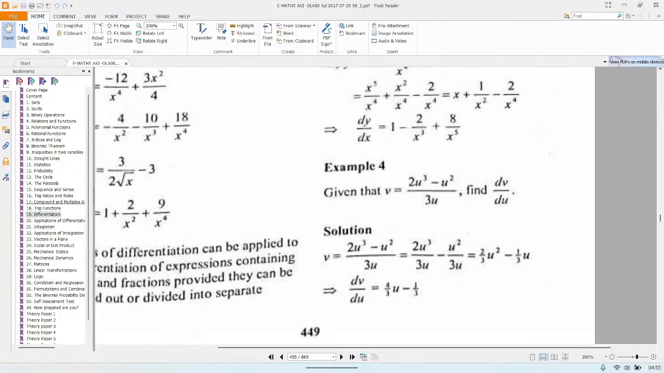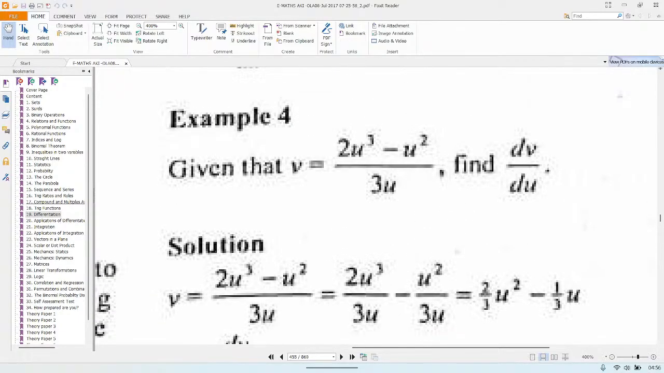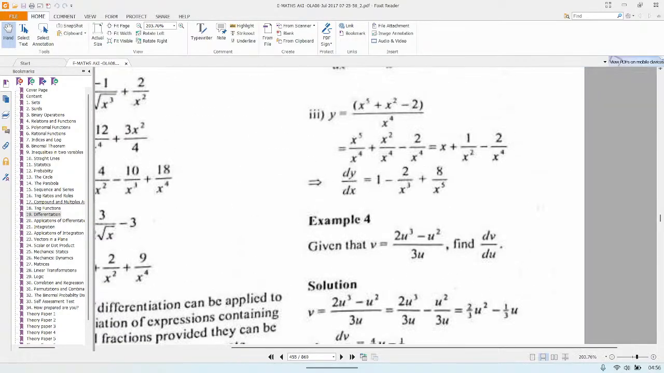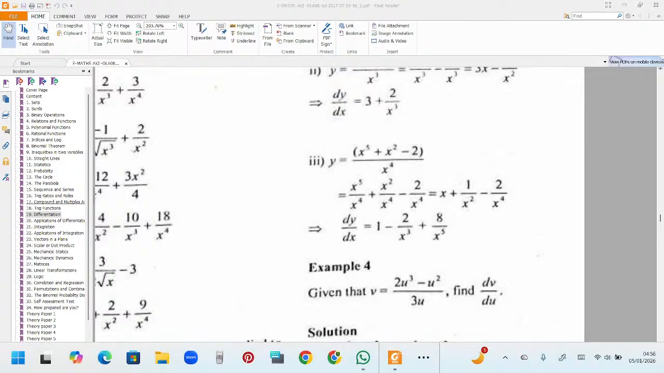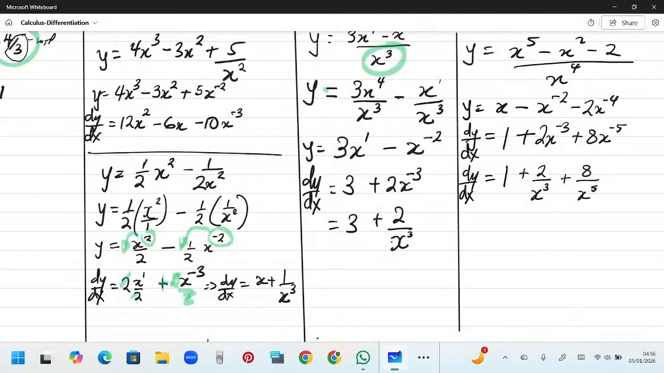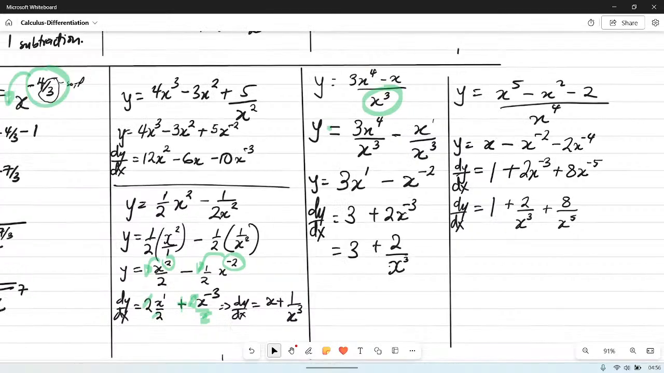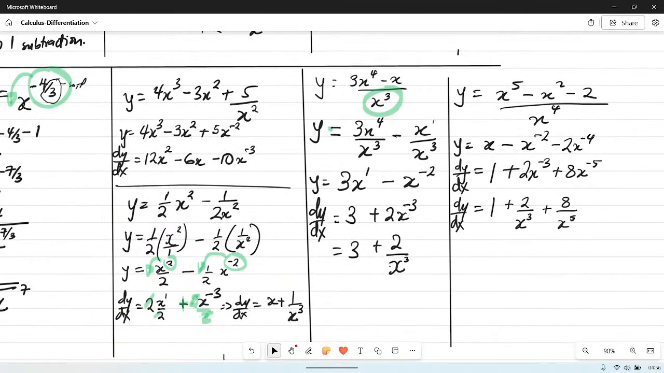It says in this expression, find the v and the u. It's not all the time that you get dy/dx. So in this case, 2u cubed minus u squared, 2u cubed.